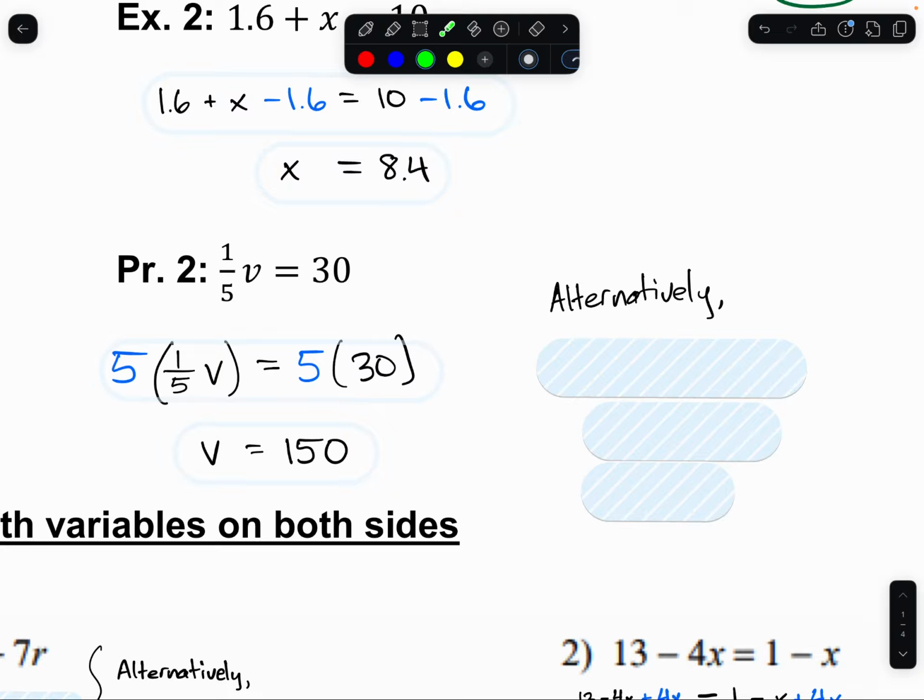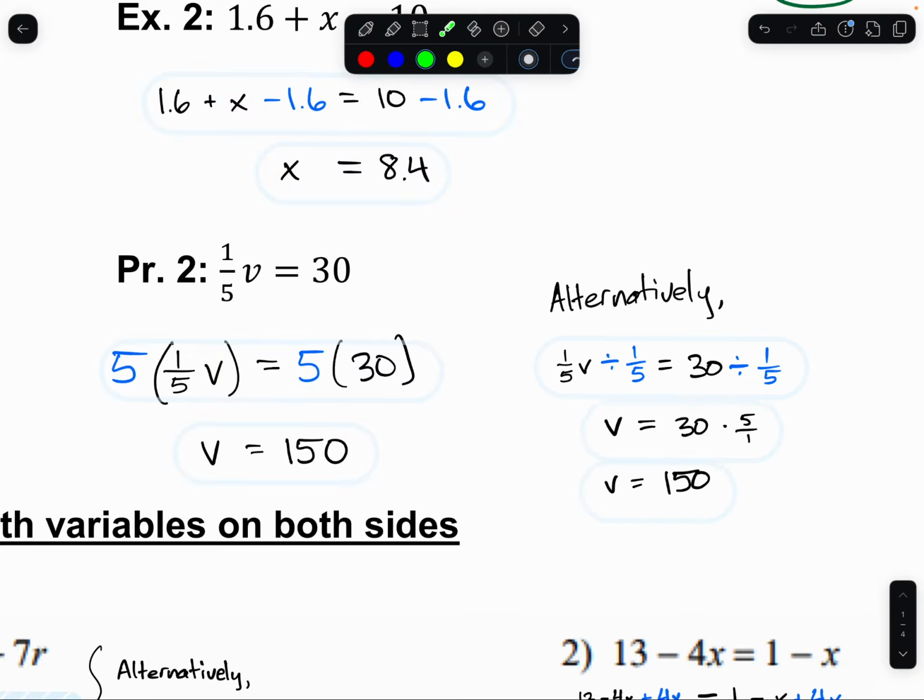If you don't want to use that trick, you can still say, well, the v is being multiplied by a number, and that number is 1/5. So if I do the inverse operation, I divide by that same number, and 1/5 divided by itself is still going to be v. Now keep in mind, when you simplify the expression on the right side, dividing by a fraction is the same as multiplying by the multiplicative inverse. So 30 times 5 over 1 is just 30 times 5, which would be 150.